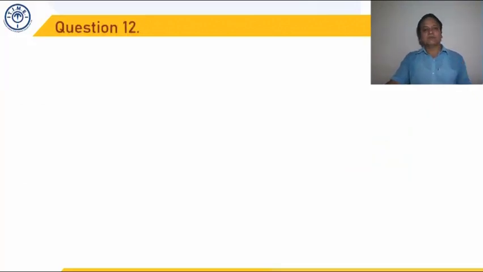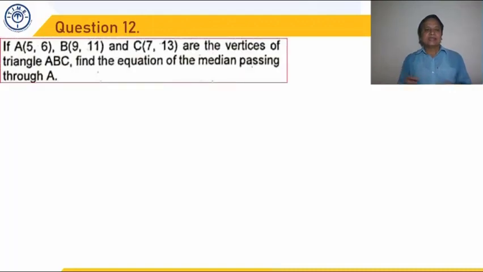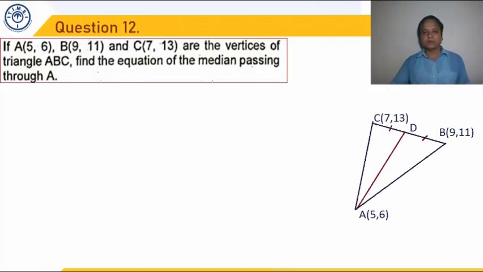Question number 12. It says these three are the vertices of a triangle ABC. Now we have to find the equation of the median passing through A. Median is a straight line from a vertex which divides the opposite side into two equal parts. So vertex A is (5, 6) and we have to find the equation of the median AD. Now AD divides BC into two equal parts.